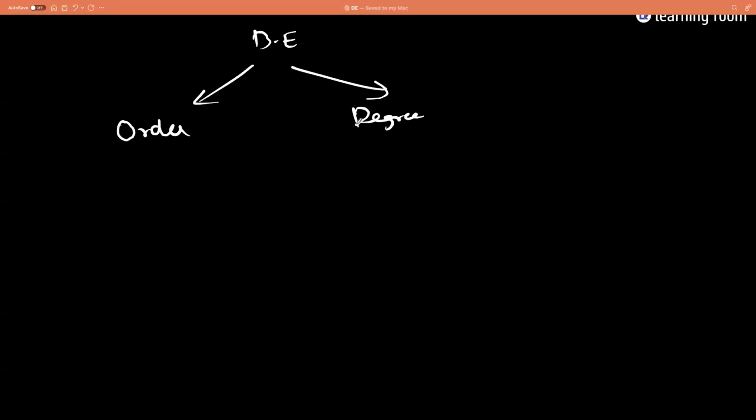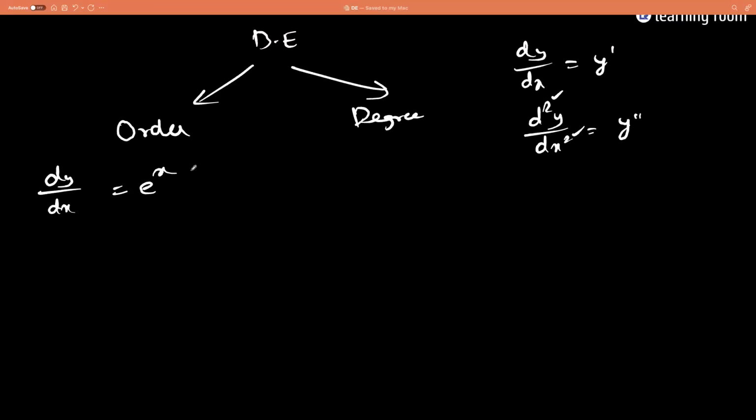So for example, one thing I would like to mention here is dy by dx can be written as y dash. I hope you know this, right? We have already discussed. D square y by dx square can be written as y double dash. So like that, depending on the number that you have here, you put those many dashes on top of y, right? Suppose I have an equation like this: dy by dx is equal to e power x, right? Dy by dx is equal to e power x. Then this is said to be a differential equation of which order?